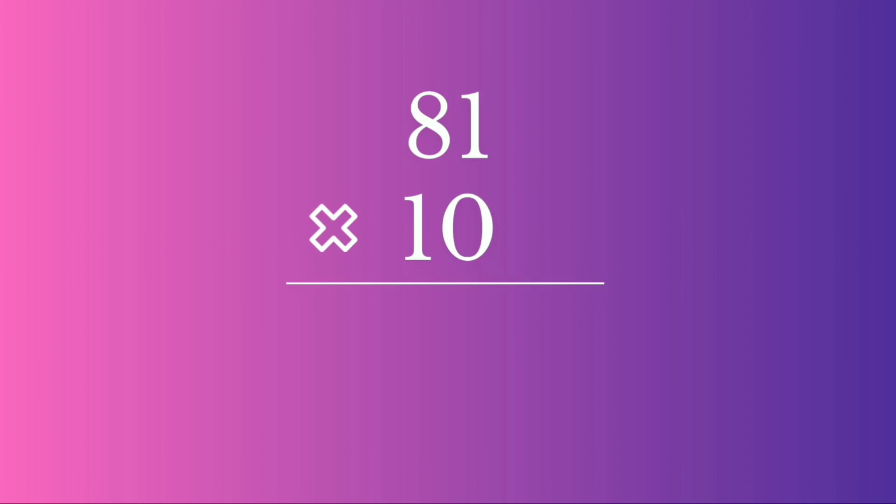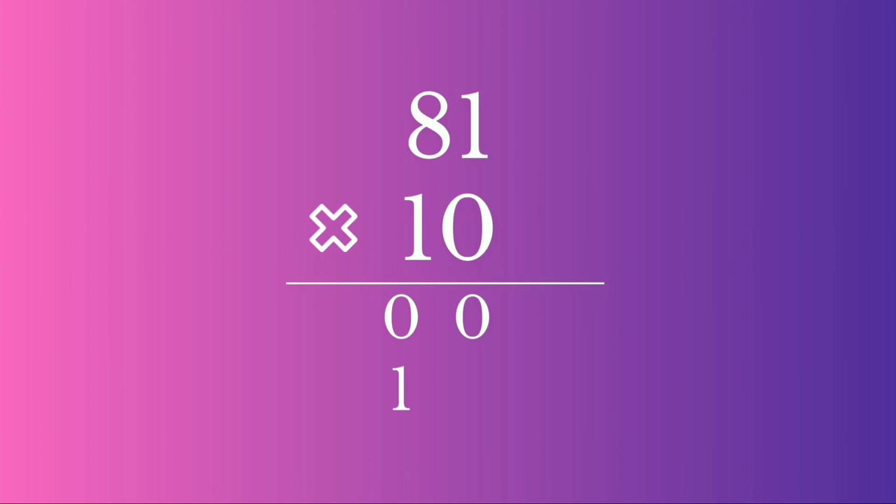81 multiply by 10. 0 ones are 0. 0 eights are 0. 1 ones are 1. 1 eights are 8. The answer is 810.